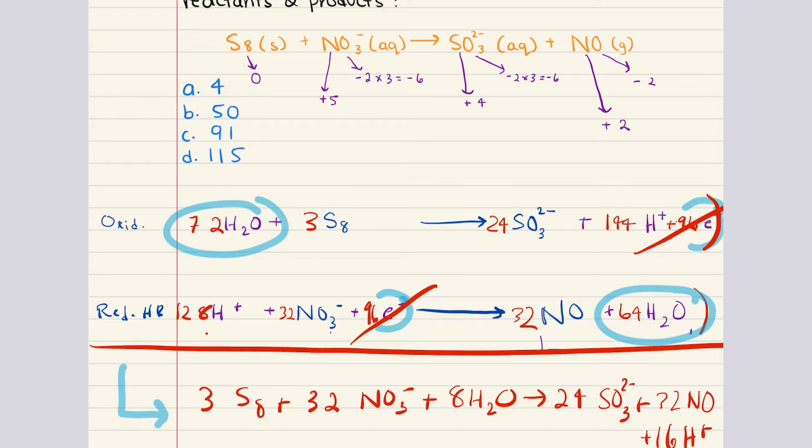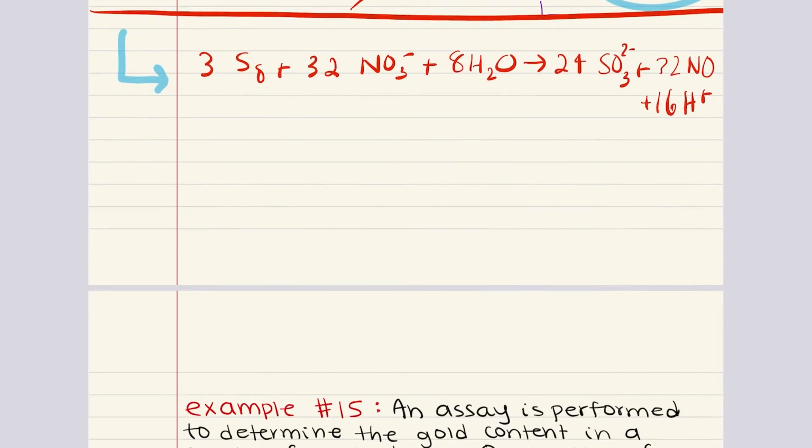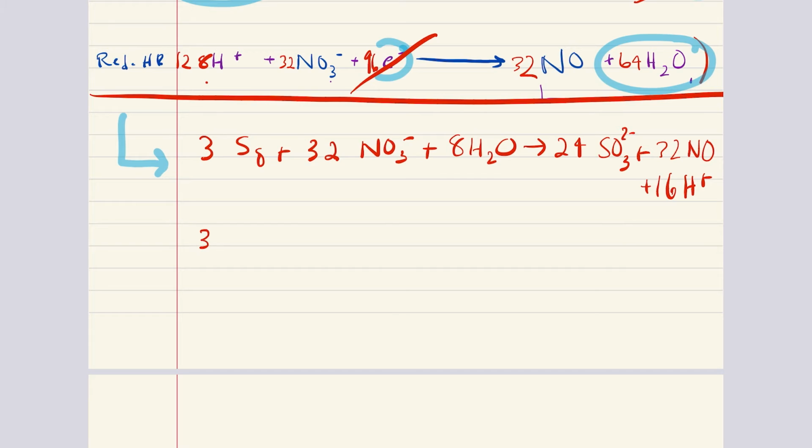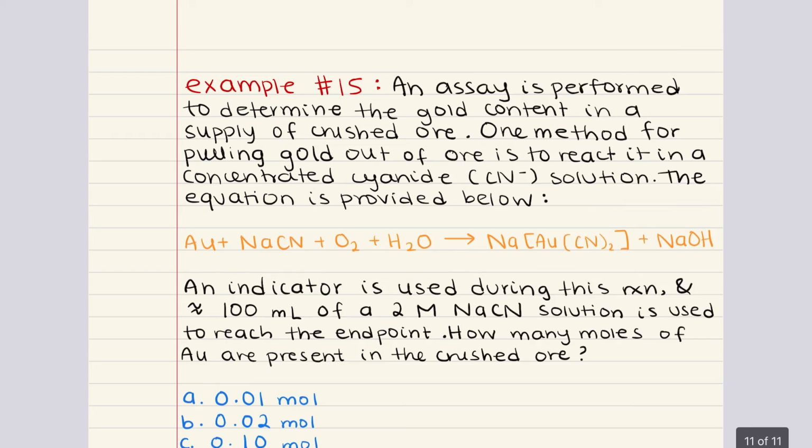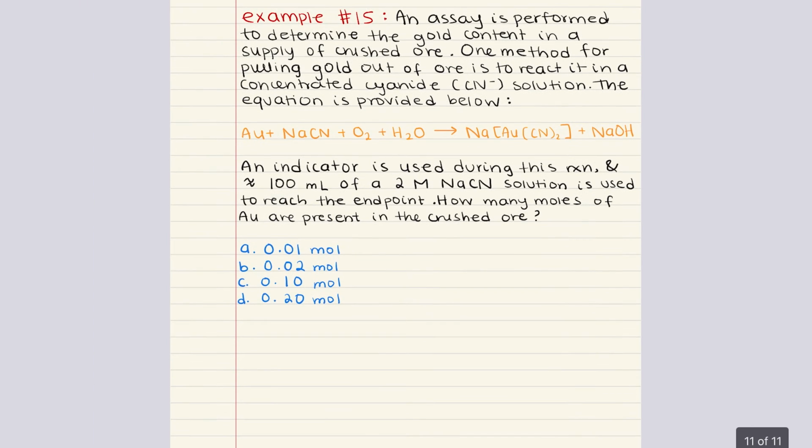Now all we have to do is sum up the coefficients. So here we have 3 plus 32 plus 8 plus 24 plus 32 plus 16. This is going to give us a total of 115, which makes the correct answer for problem 14 answer choice D. Beautiful. Now we can move into our last and final problem for this video.